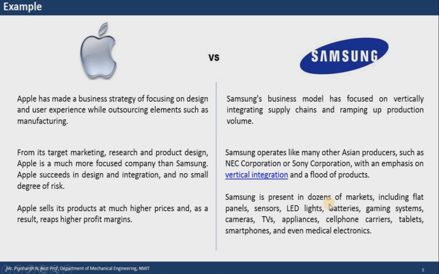If we look at the profits, obviously Apple sells its products at a much higher price, and as a result, it reaps much higher profit margins. Whereas Samsung, on the other hand, does have its own high-end products, but since they believe in flooding products into the market, they target customers from the whole spectrum, from budget buyers to luxury and high-end products that they can cater to, right?